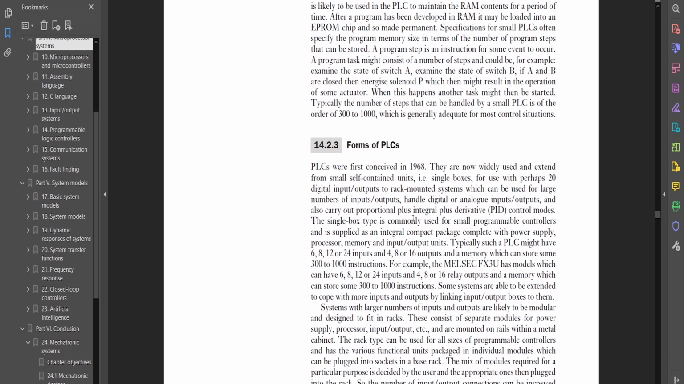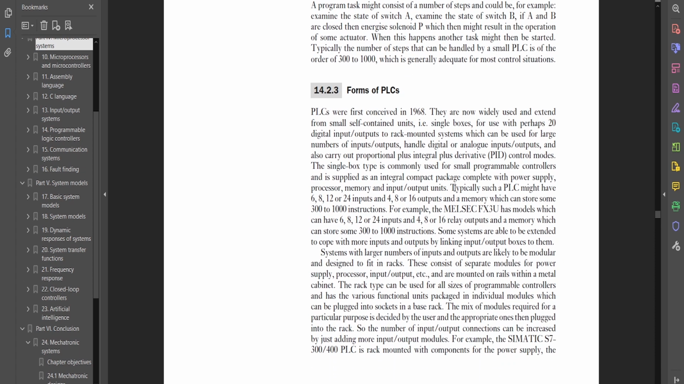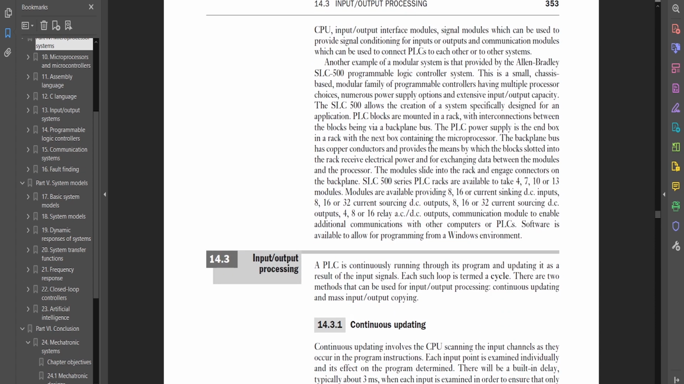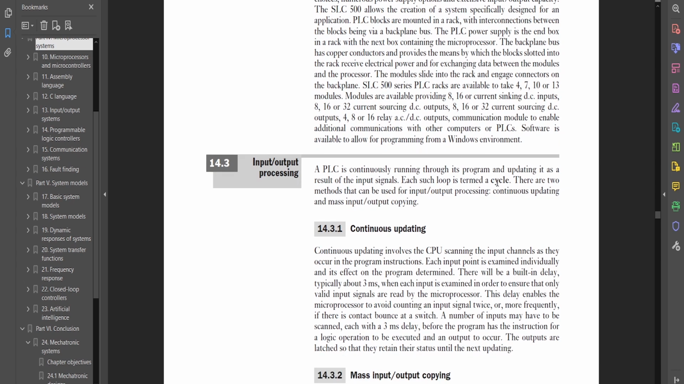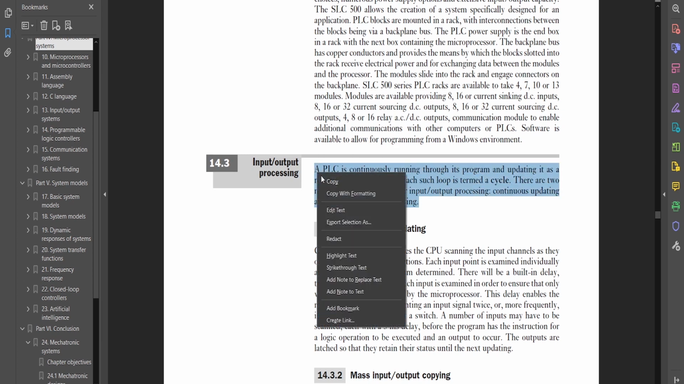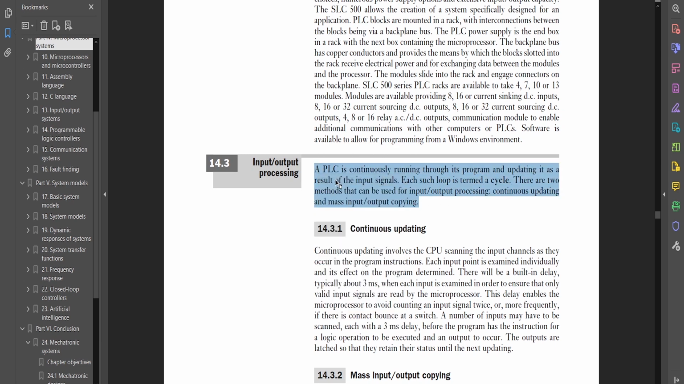PLCs were first conceived in 1968. Someone gave birth to it then. They're now widely used. Okay. Input-output processing. A PLC is continuously running through its program and updating it as a result of the input signals. Each such loop is termed a cycle. There are two methods that can be used for input-output processing: continuous updating and mass input-output copying. Interesting. Okay.